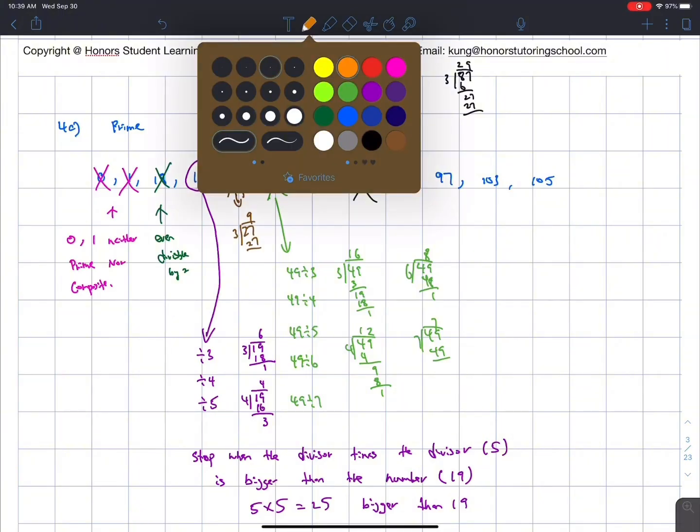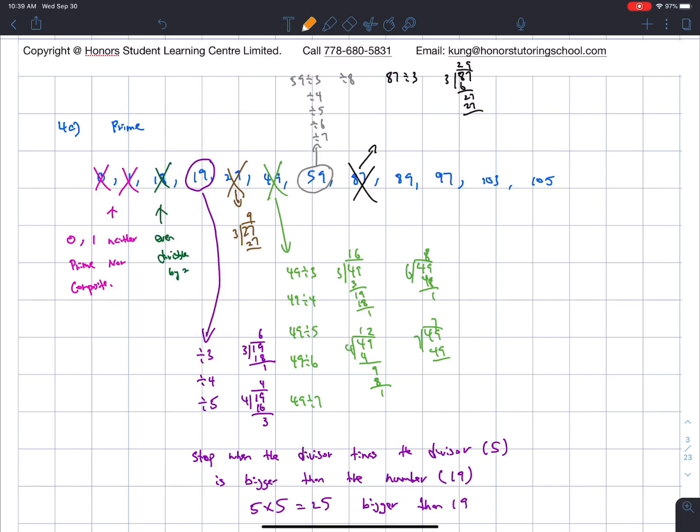And then you just do the same thing for 89. Maybe I'll do it over here. So 89 divided by 3, if you do the division, you'll see that it's not divisible. Not 4, not 5, not 6, not 7, not 8, not 9, and definitely not 10. And because 10 times 10 is 100, so you know that you can stop.